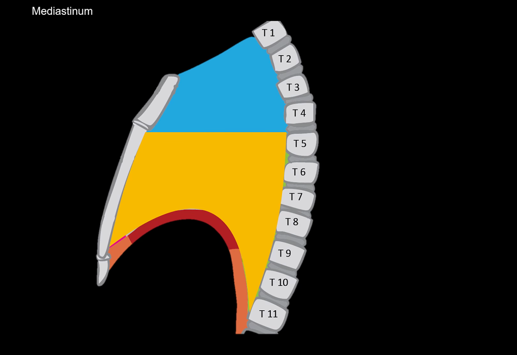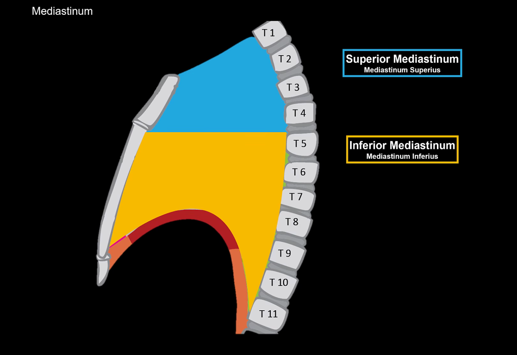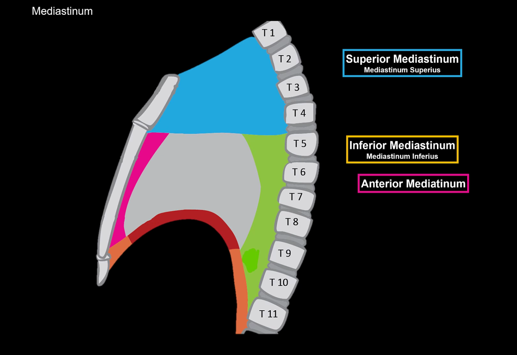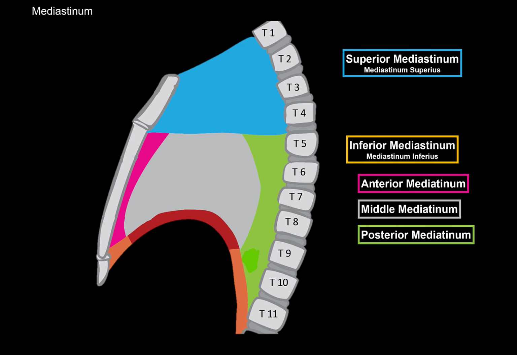The mediastinum is generally divided into two regions. We have the superior mediastinum and the inferior mediastinum. But the inferior mediastinum is further divided into three regions. It's divided into the anterior, middle, and posterior mediastinum. And each of them contains specific structures, whether we're talking about specific organs or arteries or nerves.